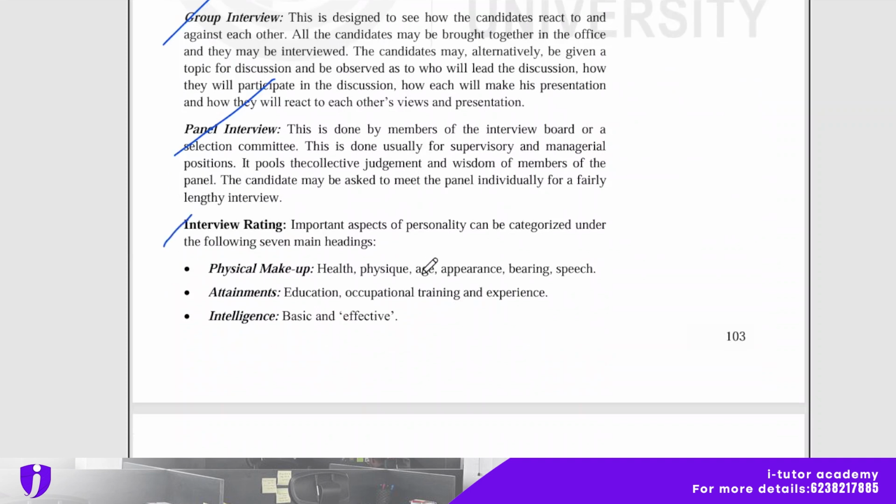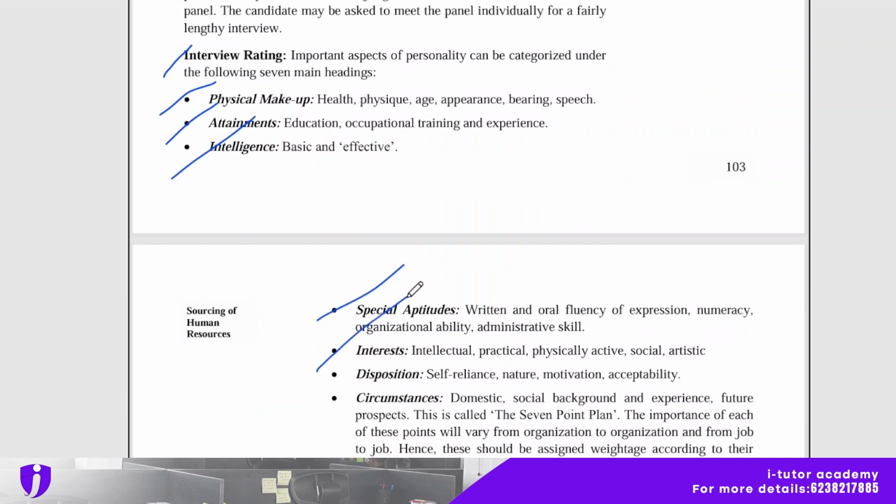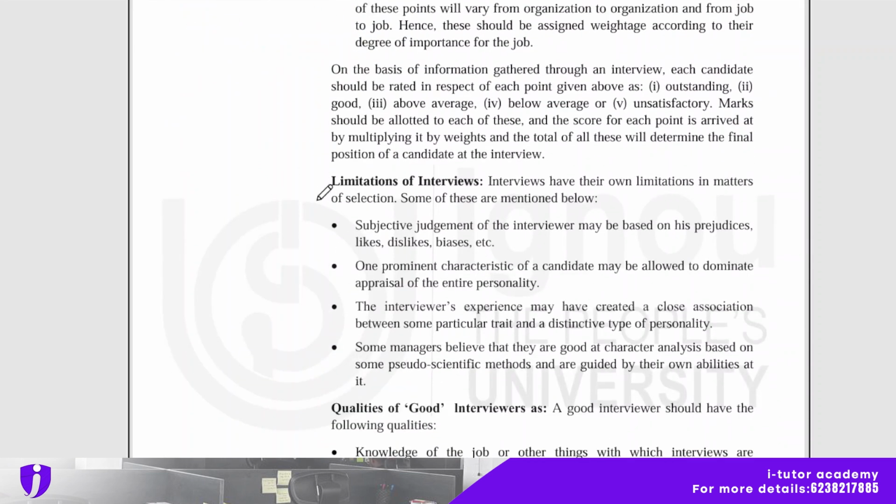Important aspects of personality can be categorized under the following seven main categories: physical makeup, attainment, intelligence, special attitude, interest, disposition, circumstances, etc. Limitations of interviews. Interviews have their own limitations in matters of selection. Some of these are mentioned below.